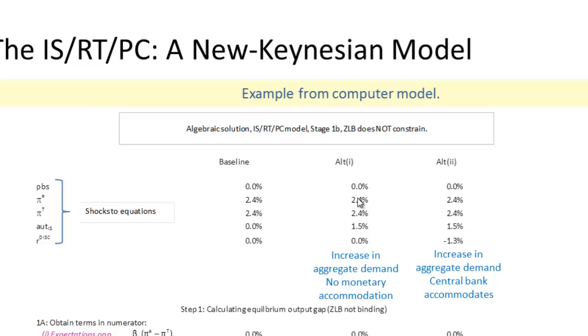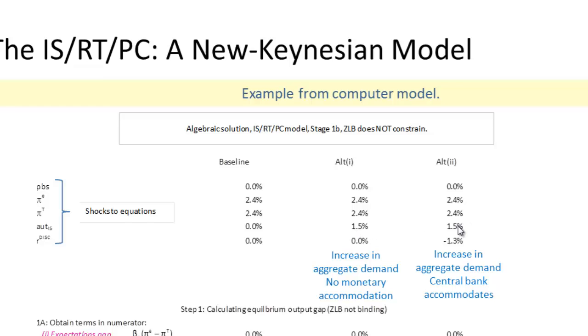Now it turns out that in our alternative scenarios, we're going to be keeping expectations aligned with the target. So this is the same as this, and this is the same as that. So there's no expectations gap in any of our alternative scenarios. Our first alternative scenario is simply an increase in aggregate demand, and there's going to be no monetary accommodation. So we're going to have a 1.5% increase in aggregate demand as a percent of potential output. Okay, and that's going to be our rightward shift in the IS curve.